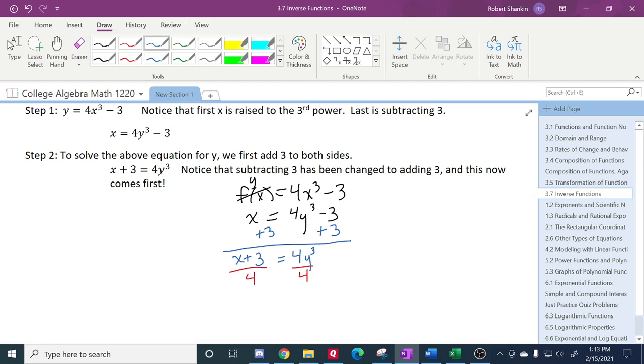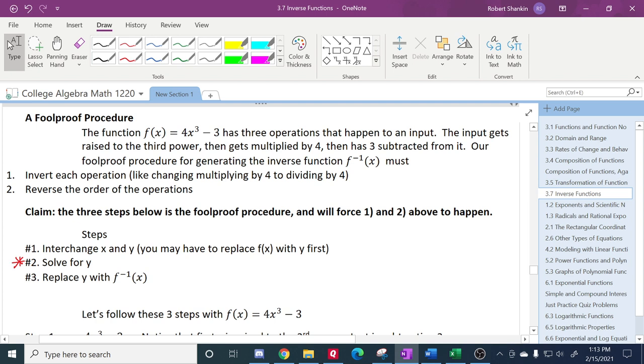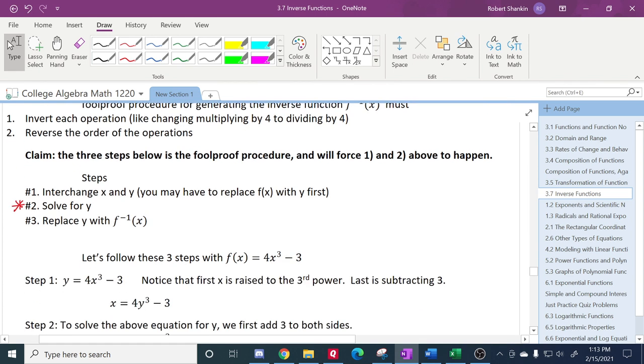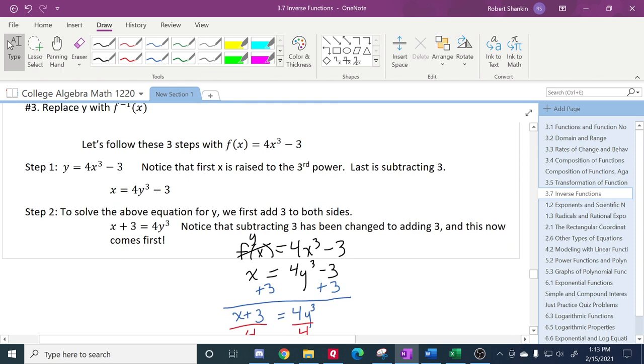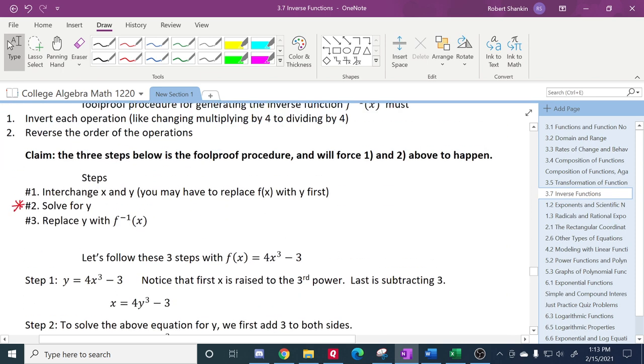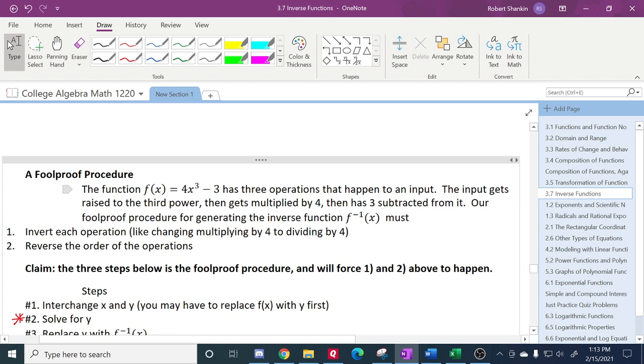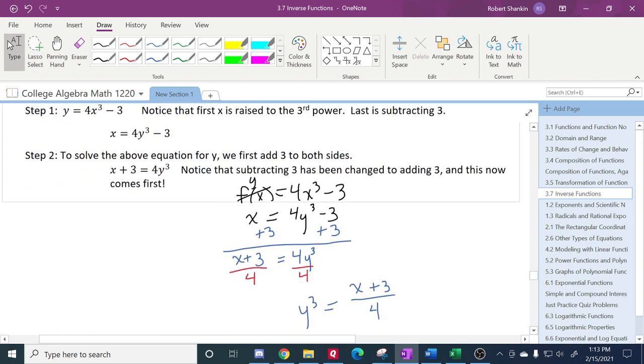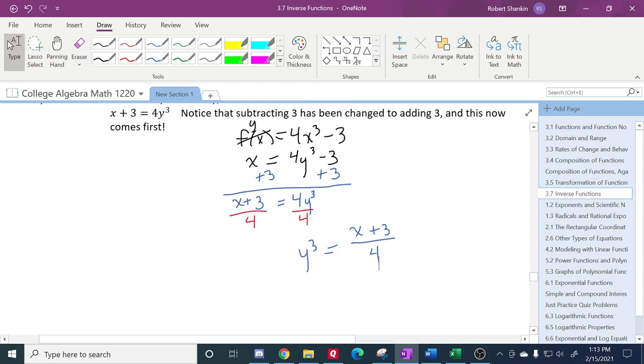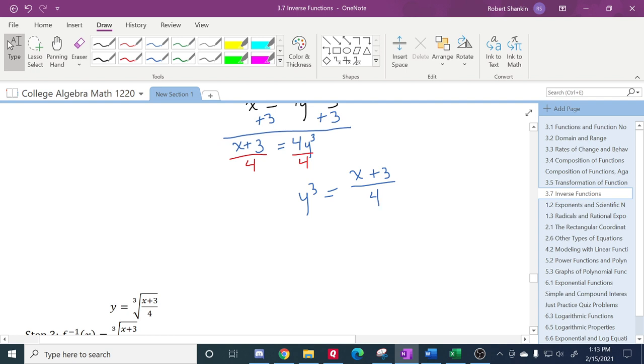Get the y cubed by itself. Now when I do that, I'm going to turn it around. I'll put the y cubed first. I'm going to put x plus 3 divided by 4. So notice the multiplying by 4 got turned into dividing by 4. It inverted each operation, but it's also reversing the order of things. Now, if x had been 10, what's the very first thing you would do if you were finding f of x? You'd cube it. Well, we're going to cube root both sides, and that's going to be the very last thing we do. So it's really reversing the order of things.